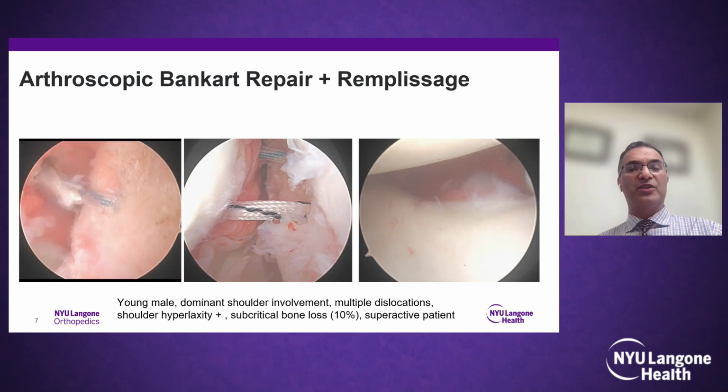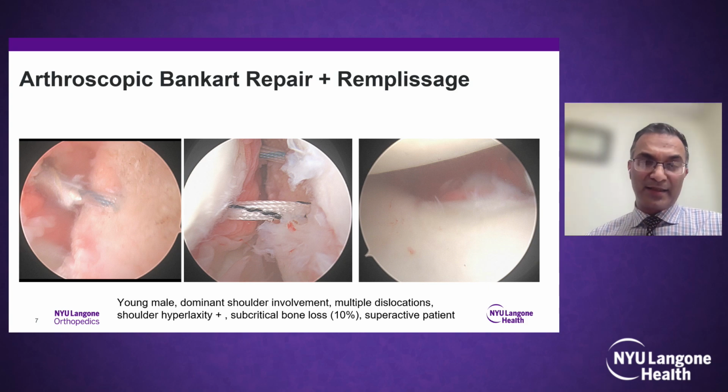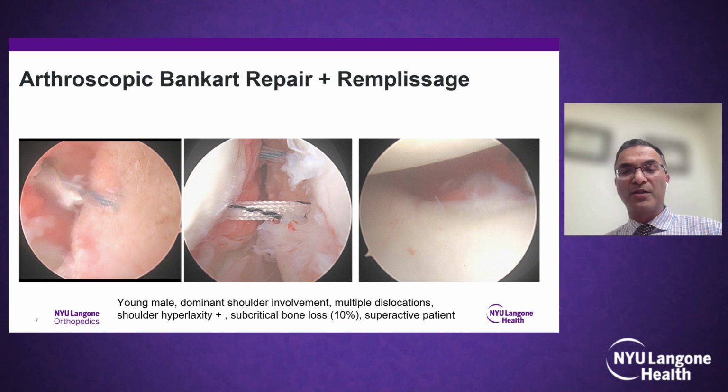So for me, this patient was a young male with a dominant shoulder involvement, multiple dislocations prior to presentation, presence of shoulder hyperlaxity, and subcritical bone loss in a superactive patient. So these findings made me pick an arthroscopic Bankart repair plus remplissage. I felt that the bone loss was not enough for me to jump straight to a Latarjet. And his hyperlaxity, his dominant shoulder involvement, multiple shoulder dislocations kind of steered me away from just an arthroscopic Bankart repair.